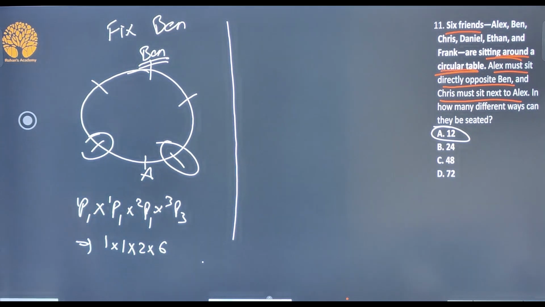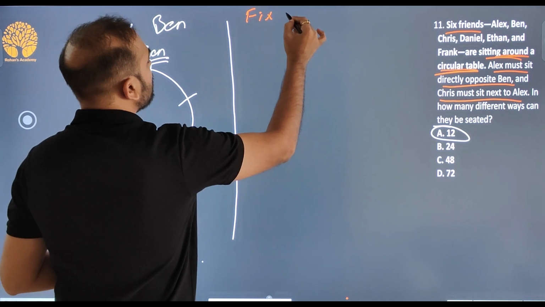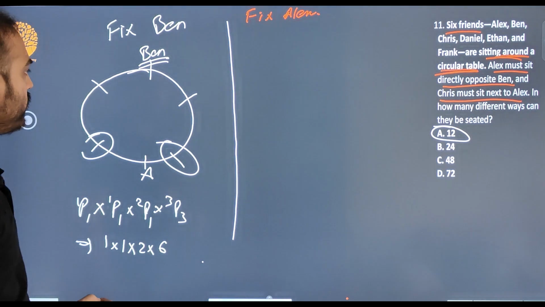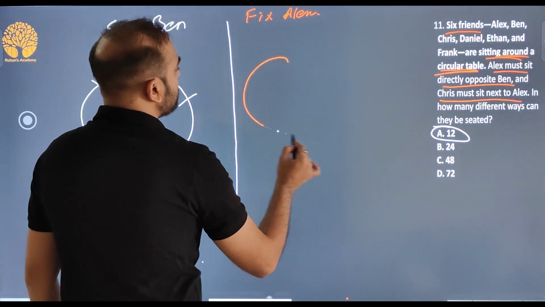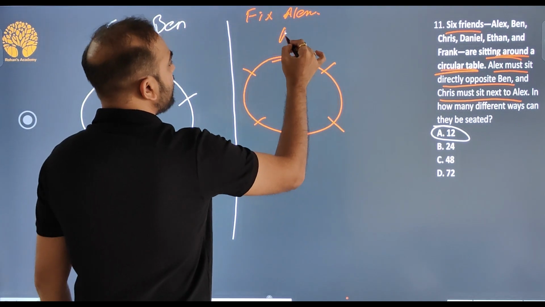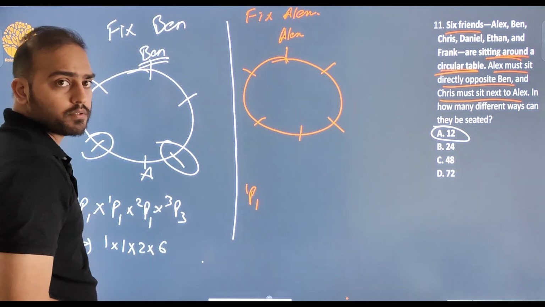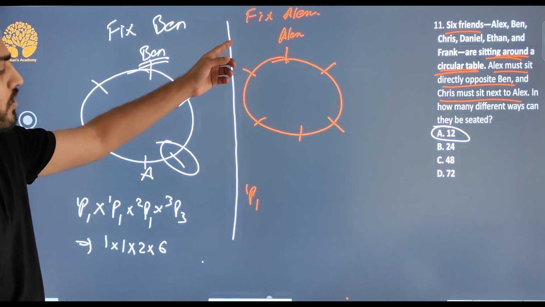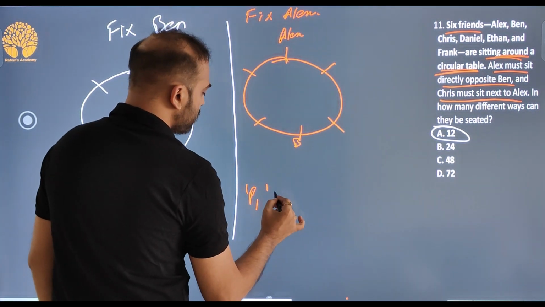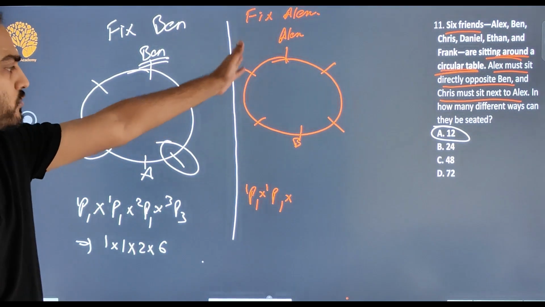Now, okay, let's fix Alex. Same, but let's fix Alex. Okay. So again, this is my circle. 1, 2, 3, 4, 5, 6. Say Alex is here. So for Alex, it is 1P1. Now, opposite to Alex is Ben, right? So Ben will come here. For Ben, I have only one position because he has to sit opposite to Alex.